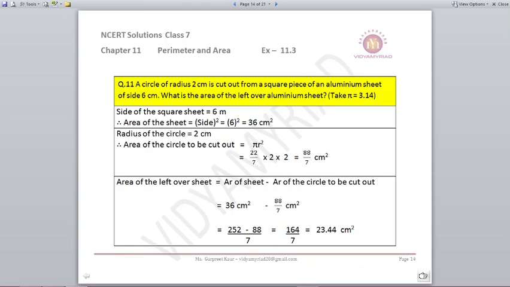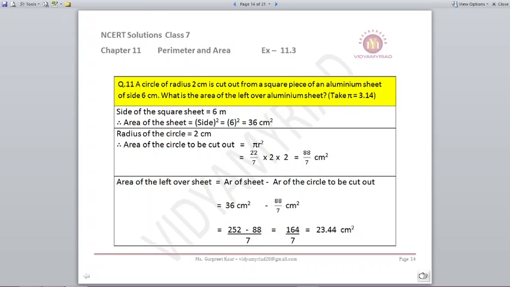Question number 11. A circle of radius 2 centimeters is cut out from a square piece of an aluminium sheet of side 6 centimeters. What is the area of the leftover aluminium sheet? Now, we have the specifications for a square sheet, that is 6 centimeters is the side of your square sheet. So what is the area? 6 into 6, that is 36 centimeters square.